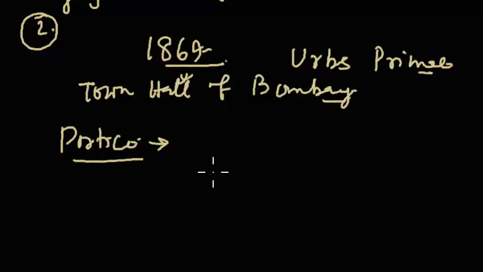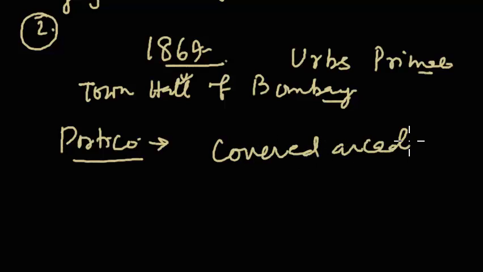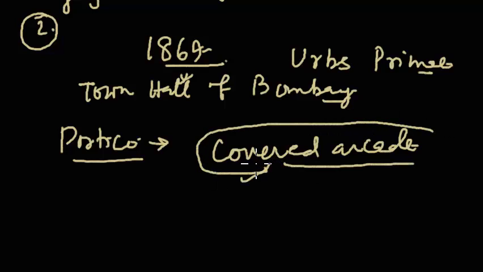So a covered arcade was there. Covered arcade has been used for protection from the sun ray. Sun ray should not go directly, otherwise the building will become heated. Regarding the Gateway of India, I have told you that in 1911 it was made when King George V and Queen Mary came. It is the traditional Gujarati style. So these are some of the important aspects which are very important when we write about colonial architecture.